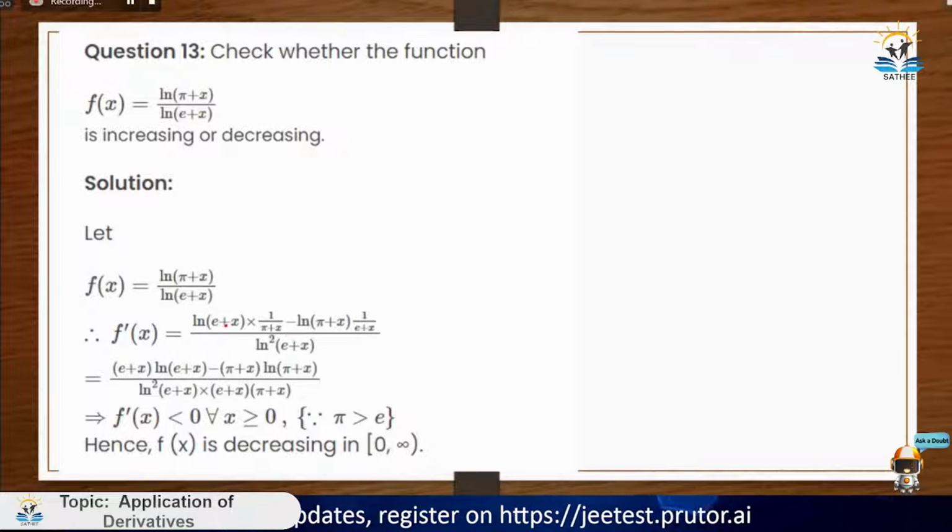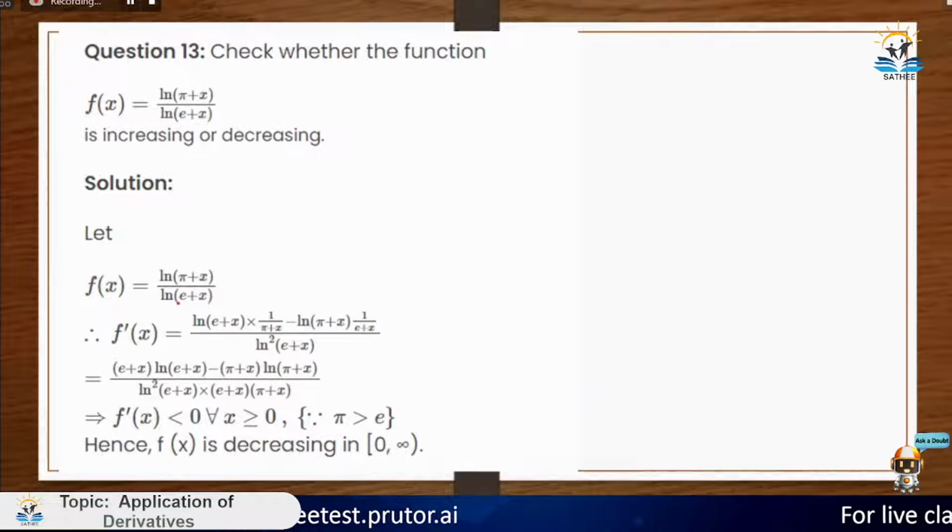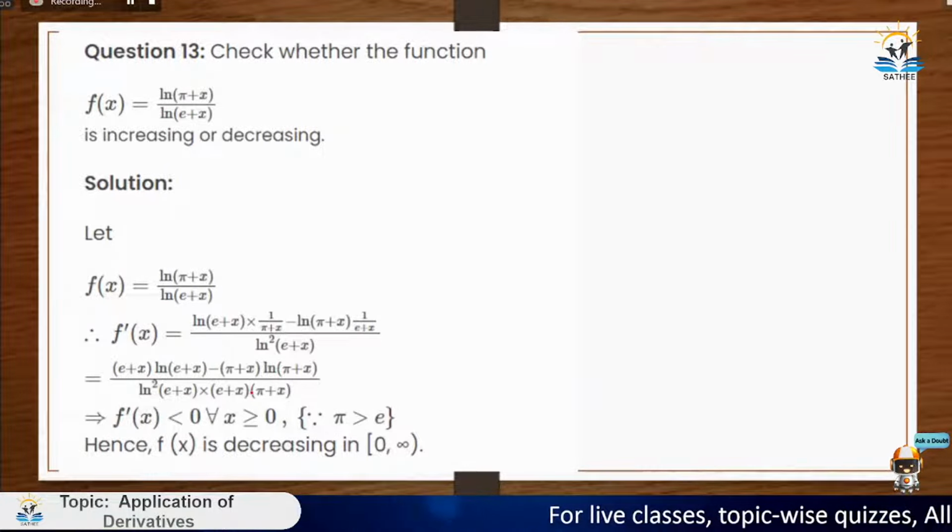So denominator square into denominator as it is into differentiation of ln of pi plus x, which is 1 upon pi plus x, minus numerator as it is ln of pi plus x into differentiation of denominator, which is 1 upon e plus x. Okay. So from here, take LCM, you will get e plus x ln of e plus x minus pi plus x ln of pi plus x upon this thing.